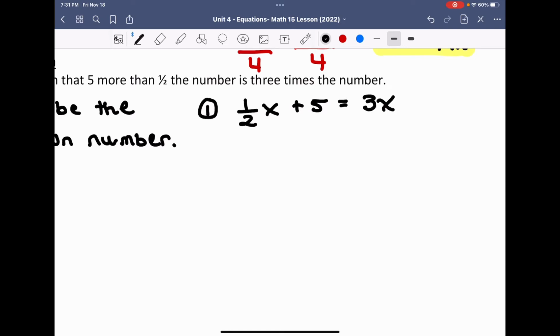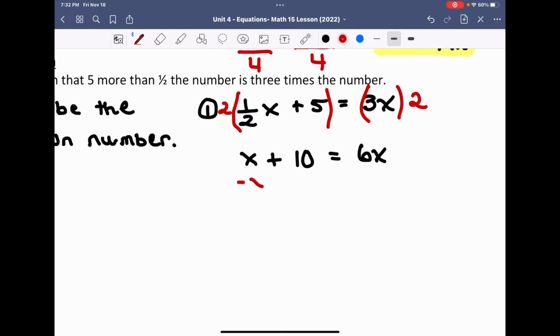Now, my LCM here, we know that I only have one thing in the denominator, meaning I should multiply both sides by 2. If I multiply both sides by 2, well, 2 times 1/2 reduces down to 1. So we get x plus 2 times 5, which is 10, is equal to 2 times 3x is a total of 6x. What I'm going to do to isolate our x's here is I'm going to move the one with the fewer x's over to the other side.